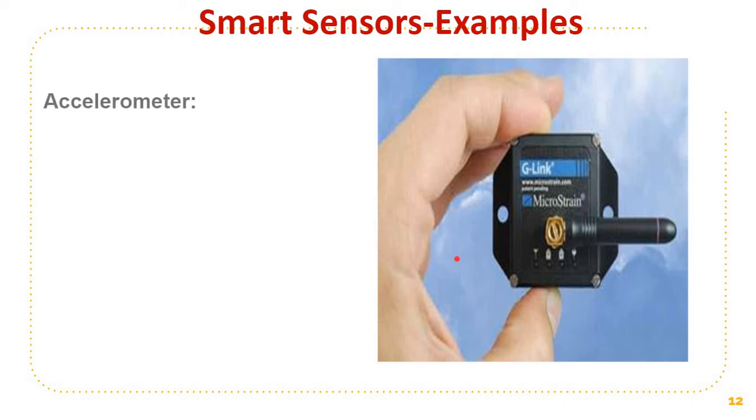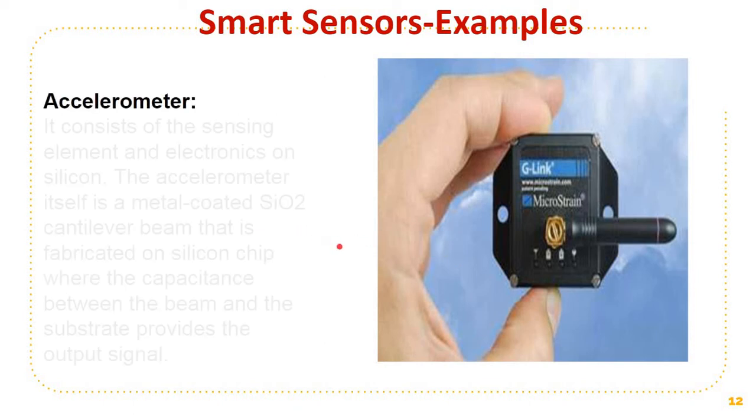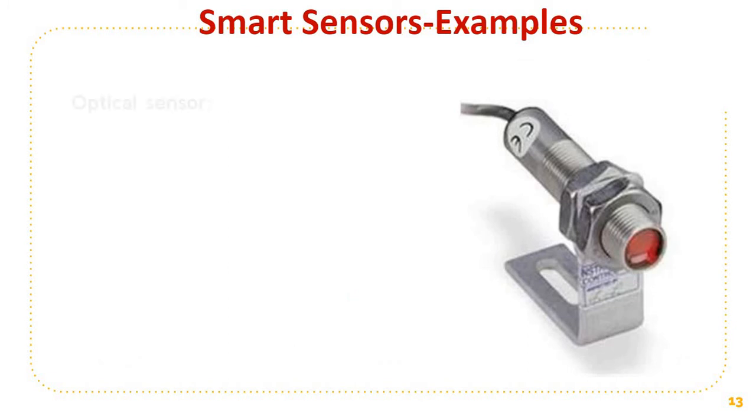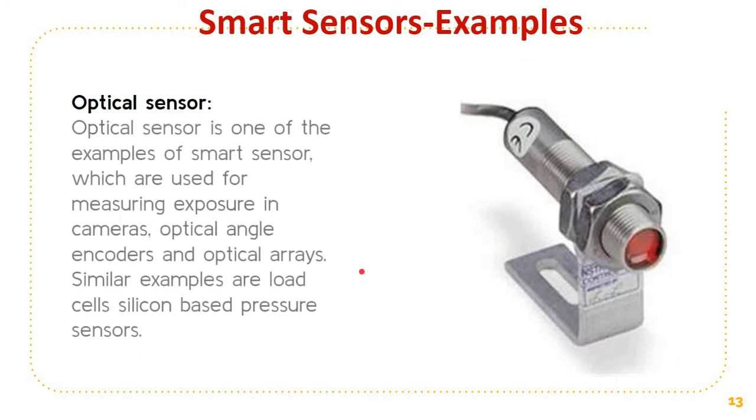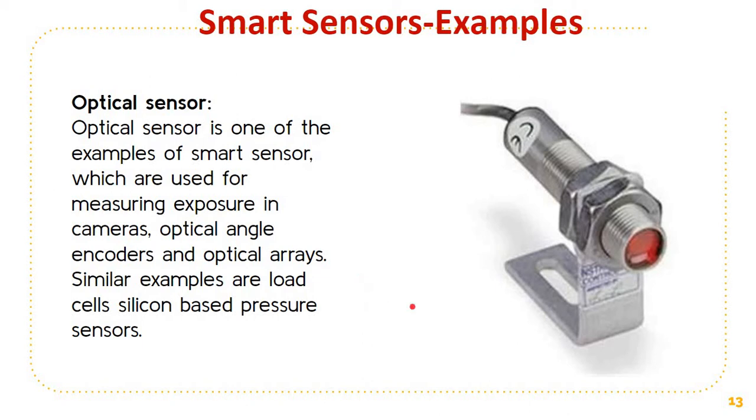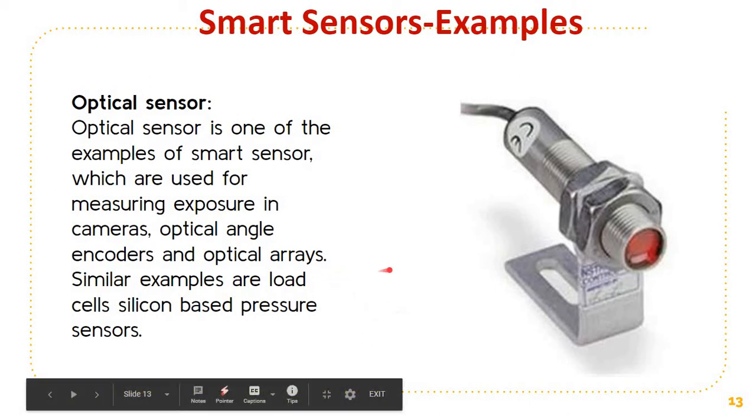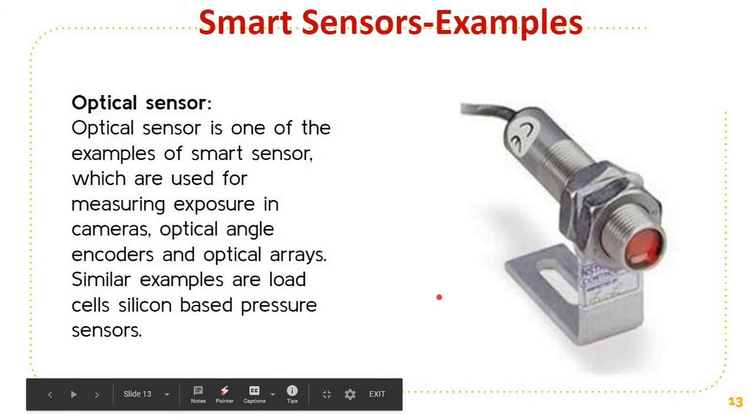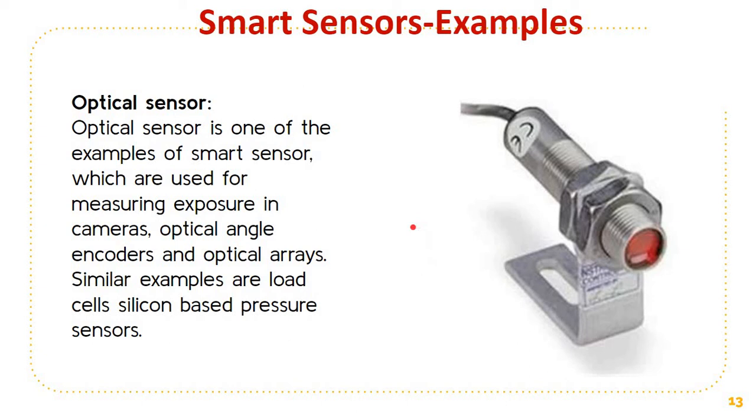This is an example of a smart sensor. A smart accelerometer is shown here. It has a sensing element and some electronics. This is another smart sensor, an optical sensor. It is used for measuring the exposure in cameras, optical angle encoders and optical arrays. Similarly, you can also find load cells to measure pressure.